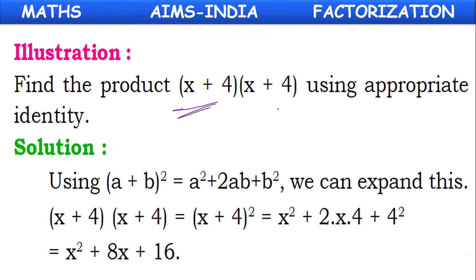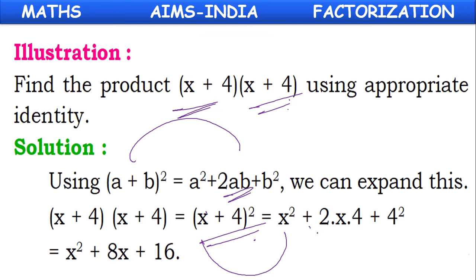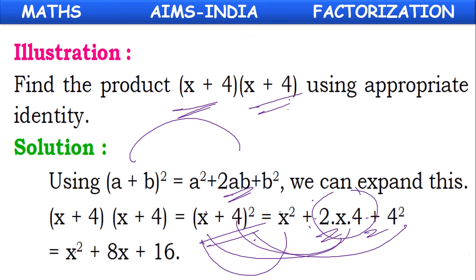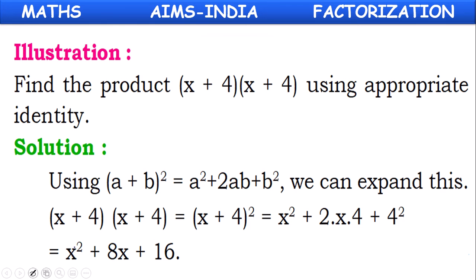Now they have given x plus 4 into x plus 4, which is equal to x plus 4 whole square. As per this identity, it can be written as x square plus 2 into x into 4 plus 4 square, or x square, 2 into x into 4, how much? 8x plus 16. Like this also we can write.